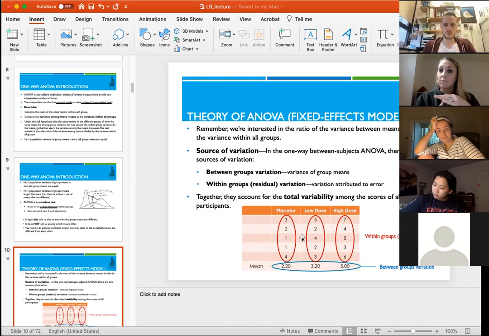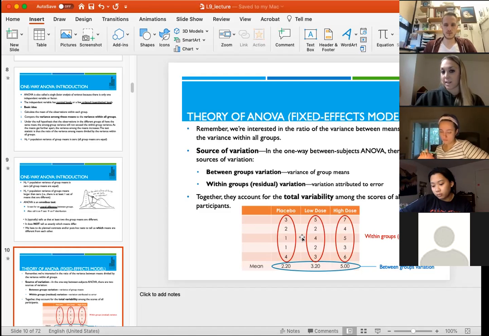And then once we can look at that ratio, we will compare that F ratio to an F critical value. And if it is sufficiently high, we will reject the null. Just like we compared our T ratio, or our T observed, to a T critical, and if it was sufficiently extreme and surpassed that cutoff, we reject the null.